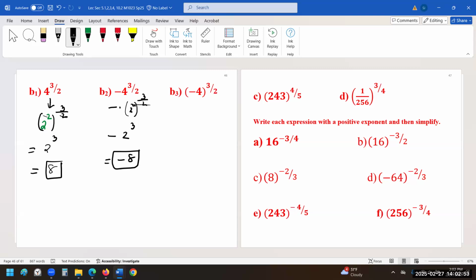Now the next one is saying find same number twice. The answer is negative 4. We cannot do that. It doesn't exist.